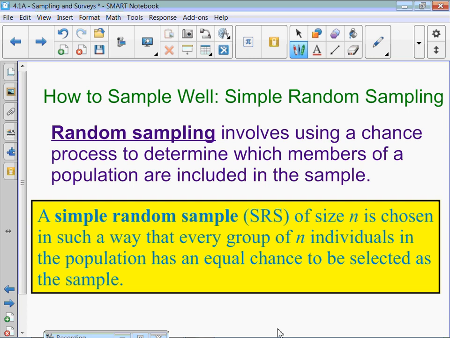And the part that people missed out on was that group of n individuals. So maybe I'm going to take a sample of 30. So anytime I choose 30, they need to be equally likely every single time that I do it.